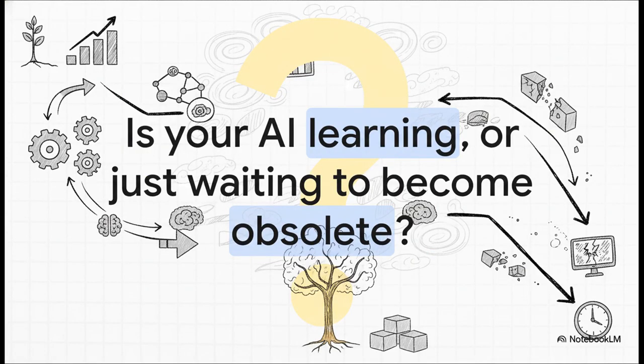I want you to take a hard look at your own machine learning systems. Are they actively learning and adapting every single day? Or are they static, slowly getting worse, just waiting for the world to change enough to make them totally obsolete? The choice really is yours.